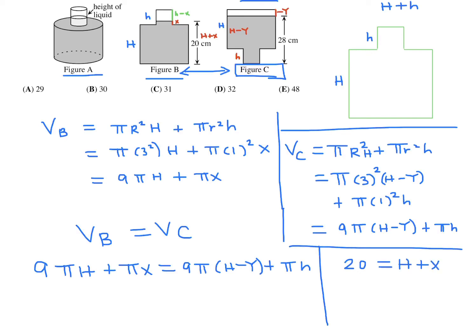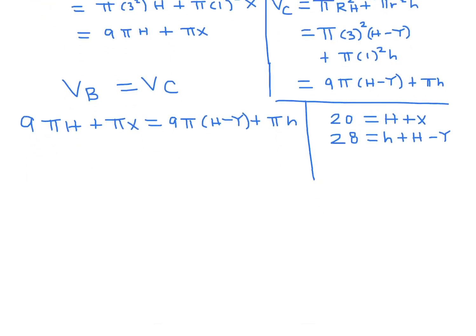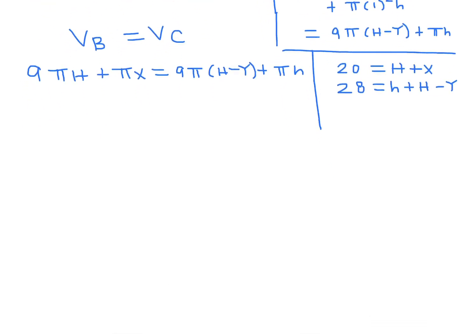Any other relationships? Well, figure C has got to give us a relationship for 28. 28 equals something. It equals what? Small h plus big H minus y. Yes, exactly. That's all the information we need to figure this out. So we're going to proceed with this equation. Here we go. We got 9 pi h plus pi x is equal to 9 pi h minus y plus pi h.